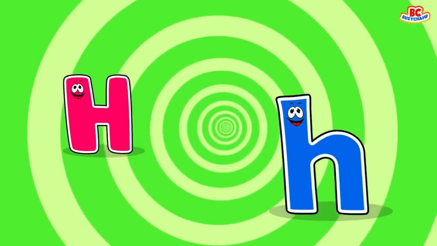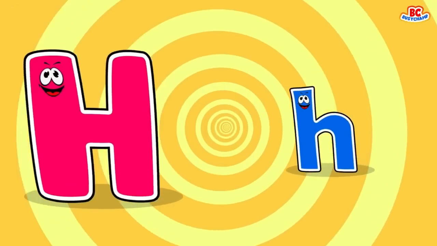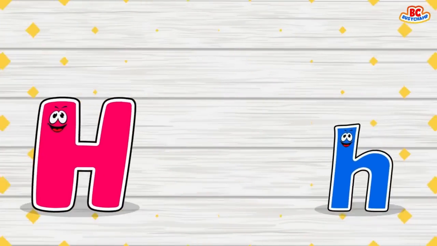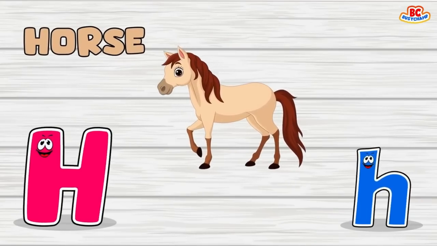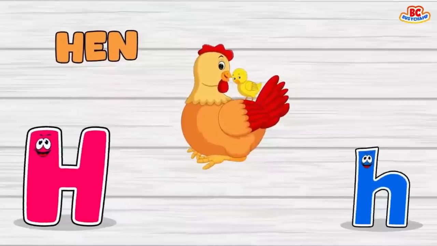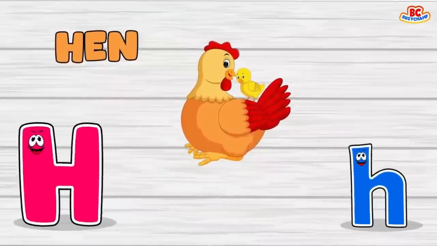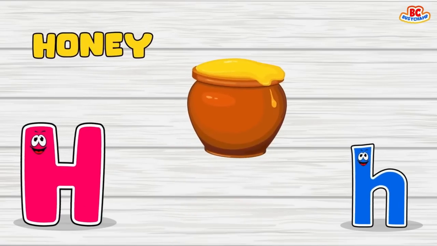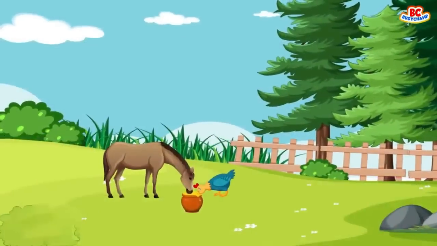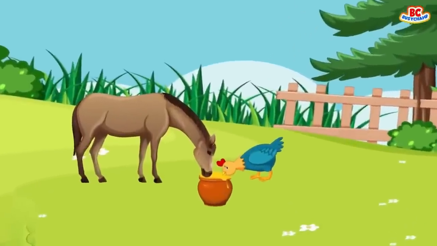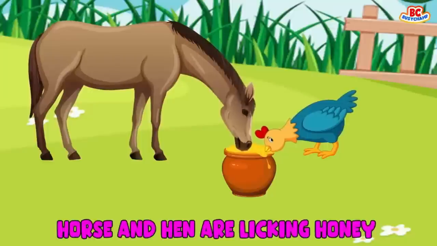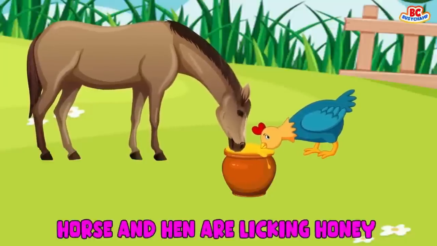H sounds h, h, h, h. H is a horse, h, h, horse. H is a hen, h, h, hen. H is a honey, ha ha honey. Horse and hen are licking honey.